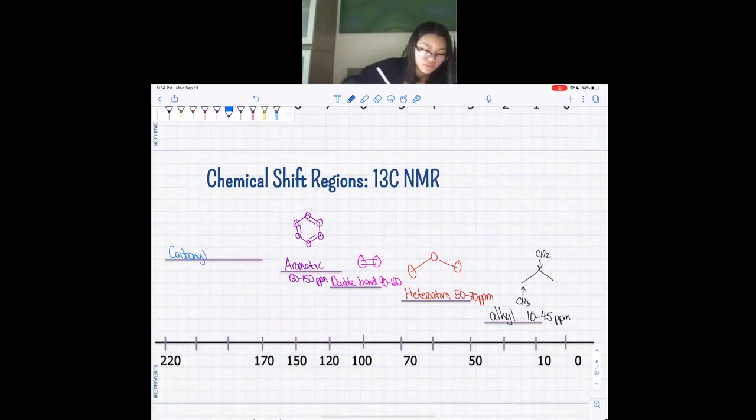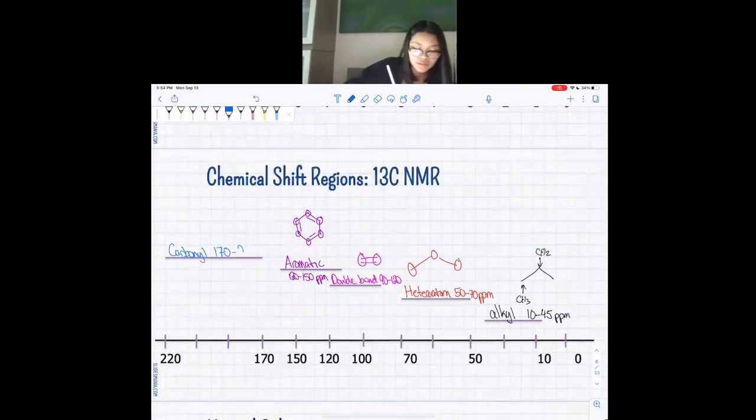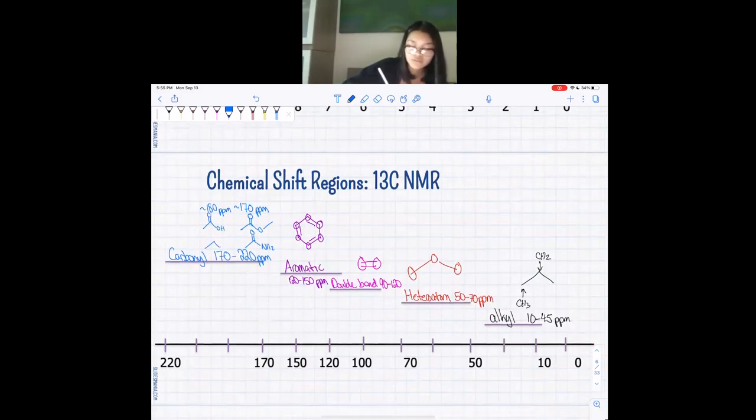And the carbonyl region runs from 170 to 220 ppm. And once again, I'll give you guys the order that the groups go in. So at the lowest end of this, at about 170 ppm, we will see our esters and our amides. And then around 180, we will see our carboxylic acid and our ketones. And then around 220 ppm, you will have our aldehyde. And once again, we're talking about the carbonyl carbon in all of these. So all of these groups are in that area.